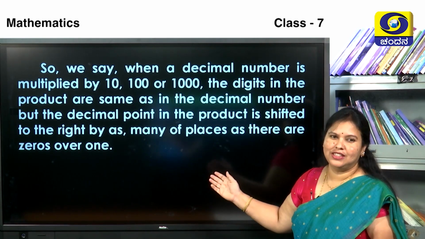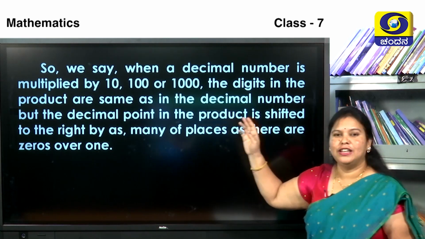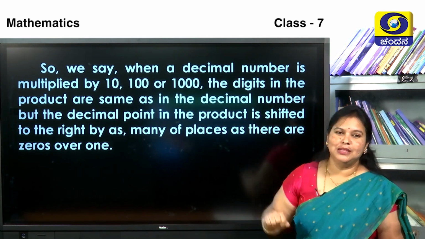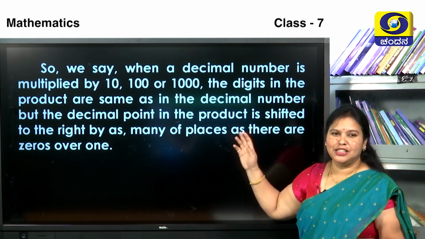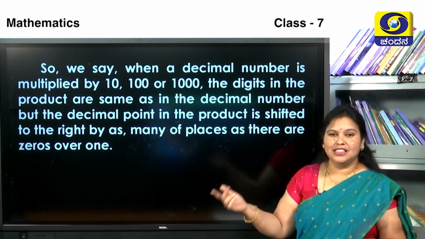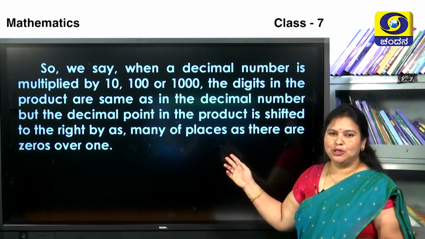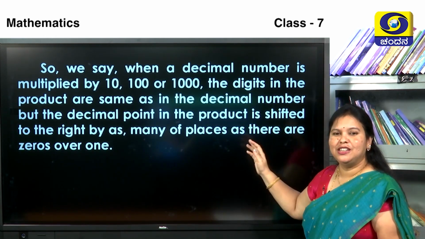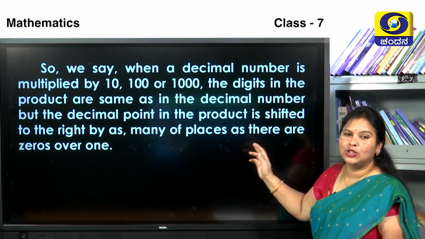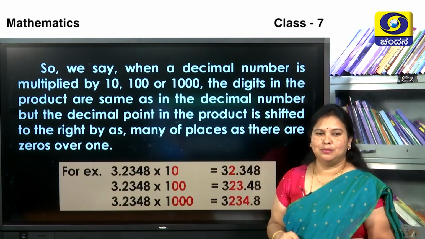We can conclude this. So, we say when a decimal number is multiplied by 10, 100 or 1000, the digits in the product are same as in the decimal number, but the decimal point in the product is shifted to the right by as many places as there are zeros over 1. We will see some examples for this.